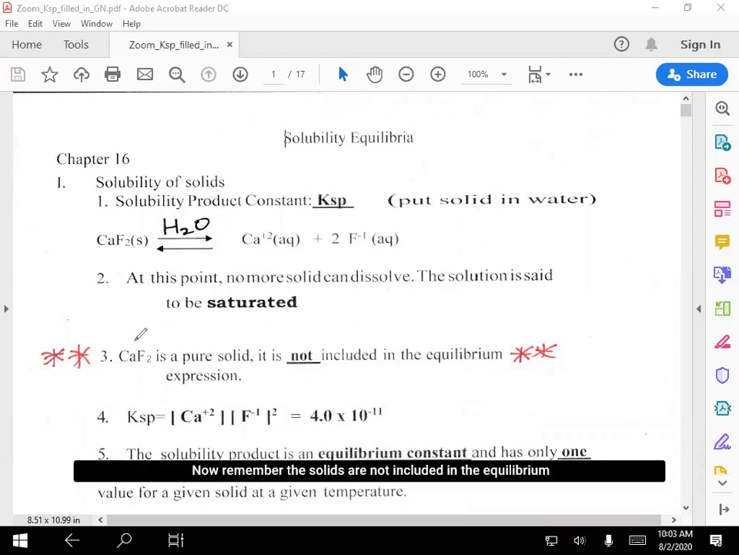Now remember, the solids are not included in the equilibrium expression. So if we set up a Ksp, it would be equal to the concentration of the calcium ion times the concentration of the fluoride ion. And then remember that because we have 2 of the fluorides, we put that as a coefficient. And then this happens to be the value of the Ksp for calcium fluoride.